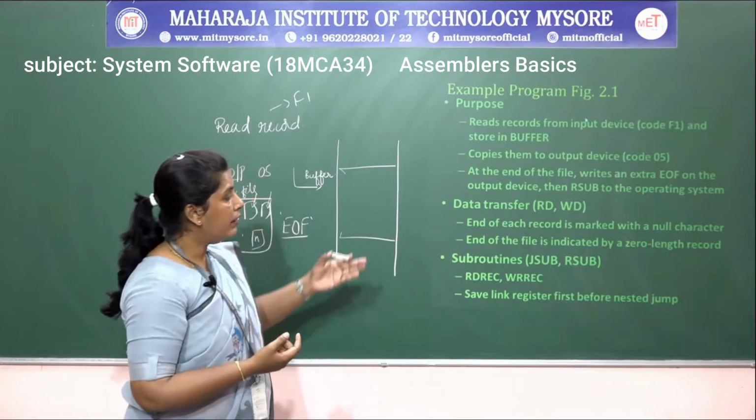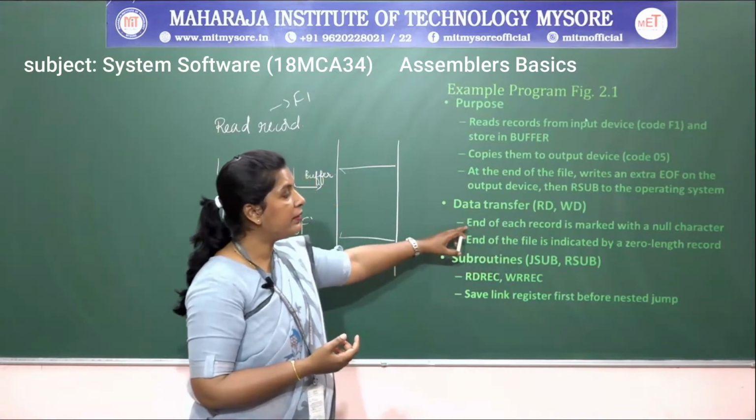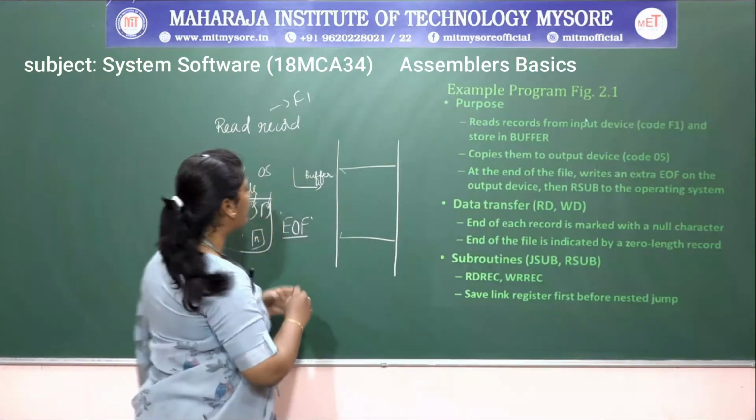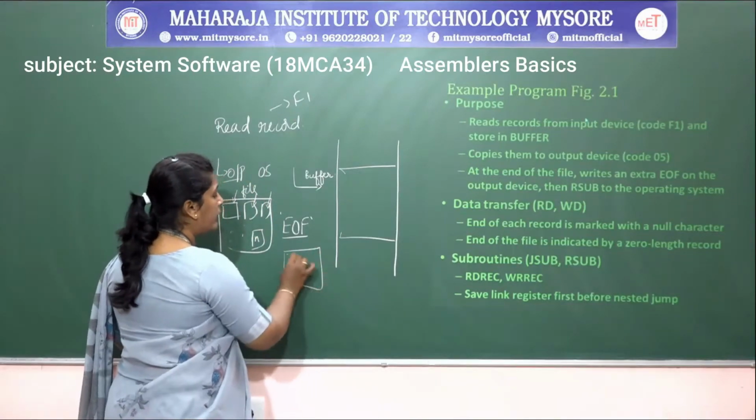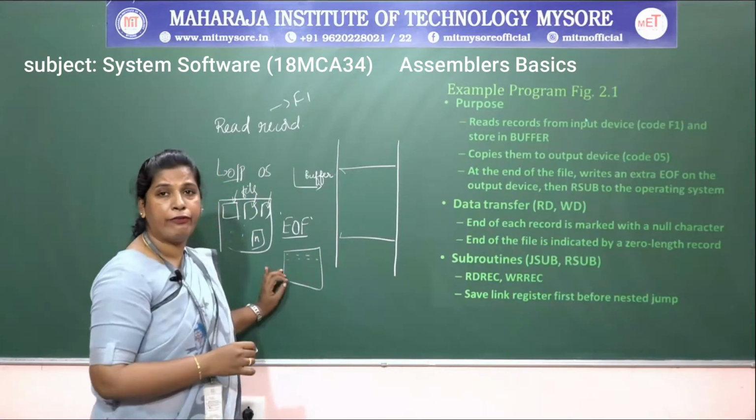The end of each record is marked with a null character. First I read the n number of characters. Characters should not include any kind of digits.